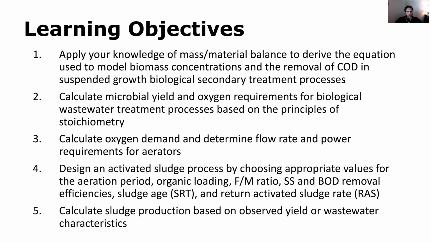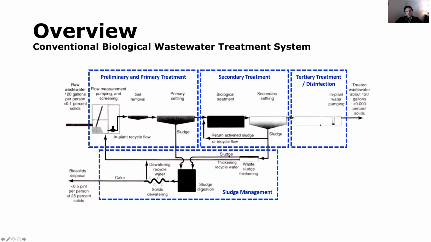determine flow rate and power requirements for aerators, to design an activated sludge process by choosing appropriate values for the aeration period, organic loading, food to microorganism ratio, suspended solids and bCOD removal efficiencies, sludge age, and return activated sludge rate, and to calculate sludge production based on the observed yield or wastewater characteristics. So again, in our typical biological wastewater treatment system, for this lecture, we're now focusing on this process right here, the secondary treatment processes.